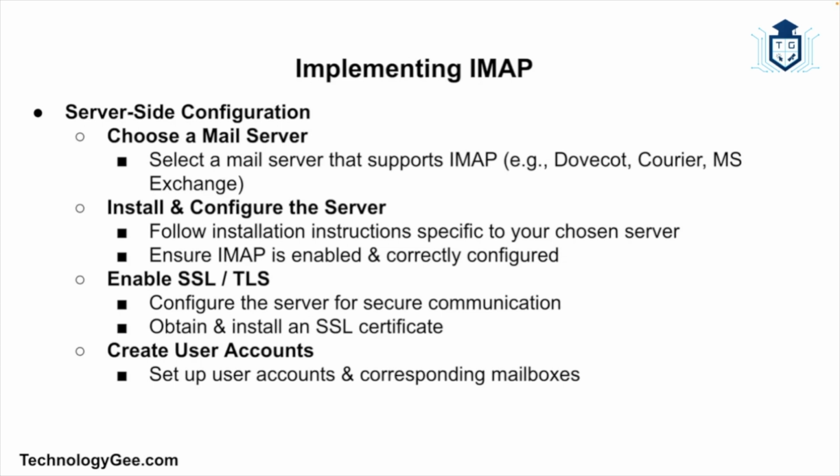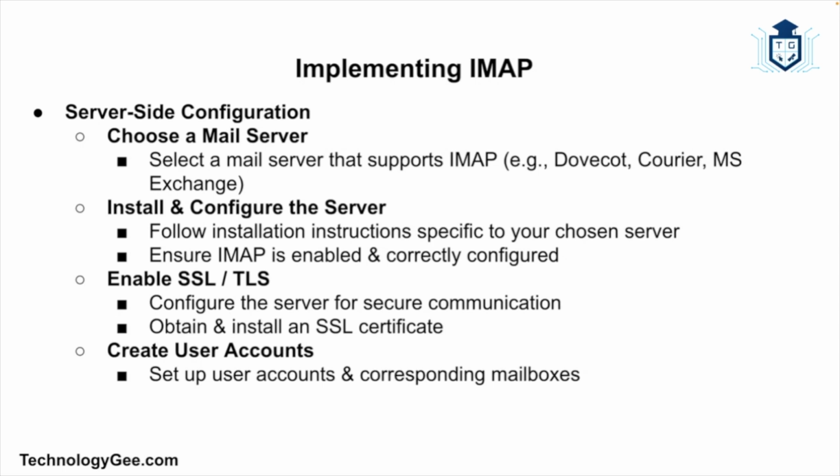All right, moving on, let's quickly talk about how to implement IMAP. So implementing IMAP, this involves both the mail server and client. So here's a step-by-step guide on how to do that. So let's first talk about the server-side configuration. So first thing you want to do is choose a mail server. So you want to select the mail server that supports IMAP, such as Dovecot, Courier, or Microsoft Exchange.